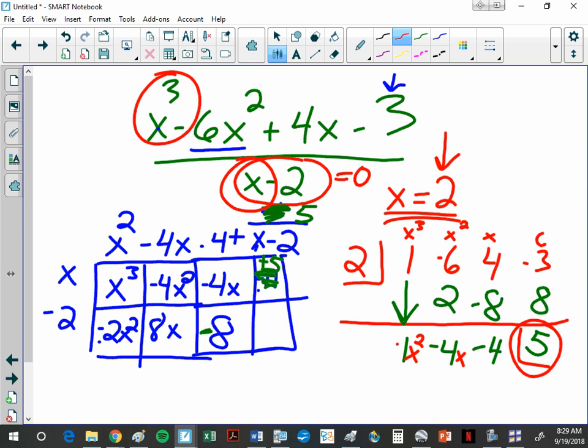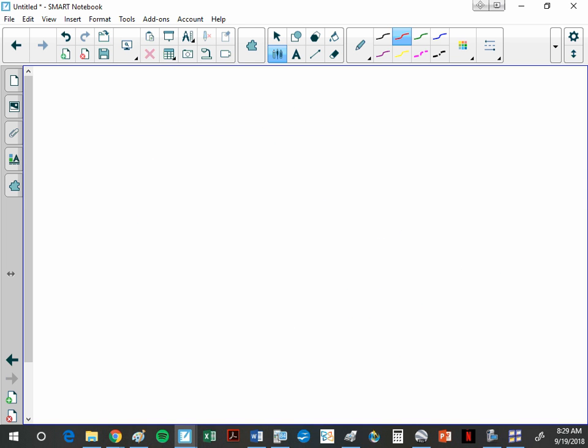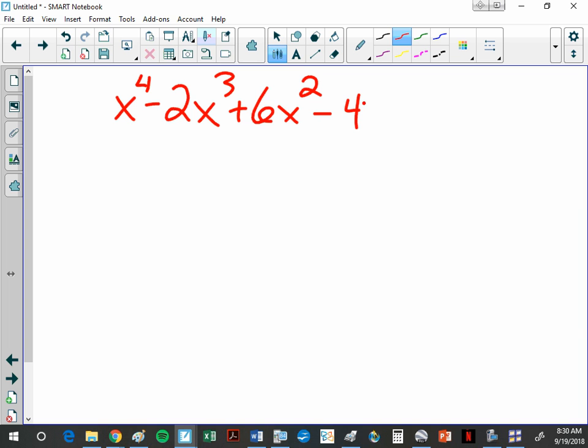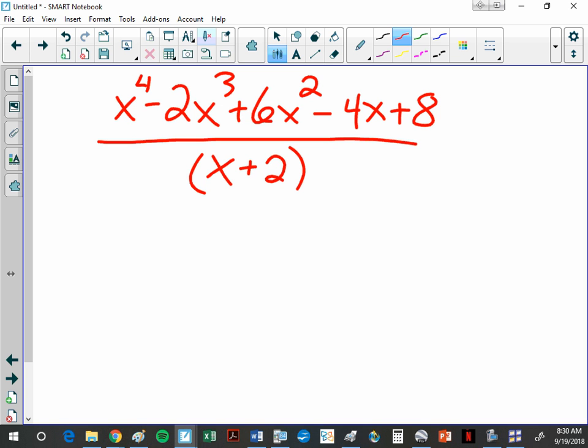Okay? So if I had x to the fourth minus 2x to the third plus 6x squared minus 4x plus 8, and I wanted to divide that by x plus 2. Can I use synthetic division in this case? Yes. Why?